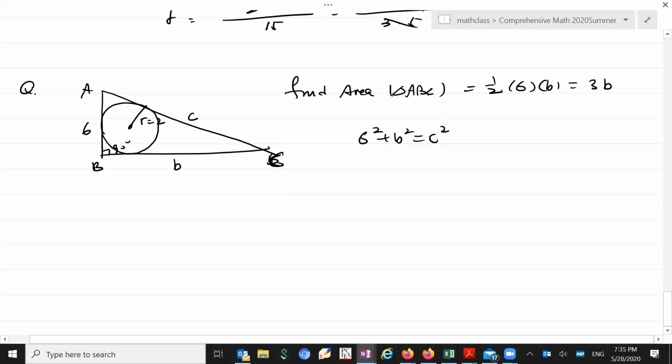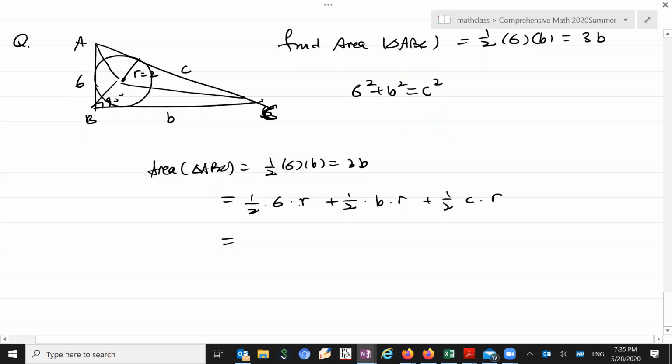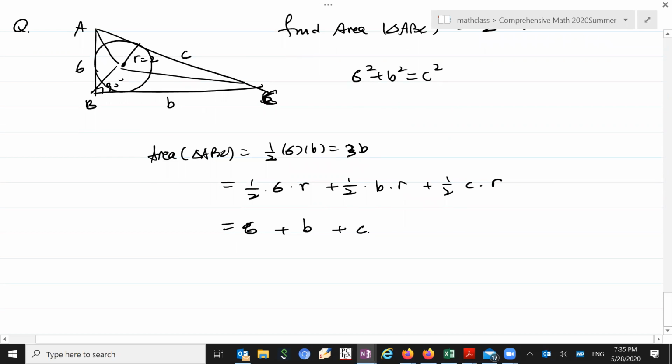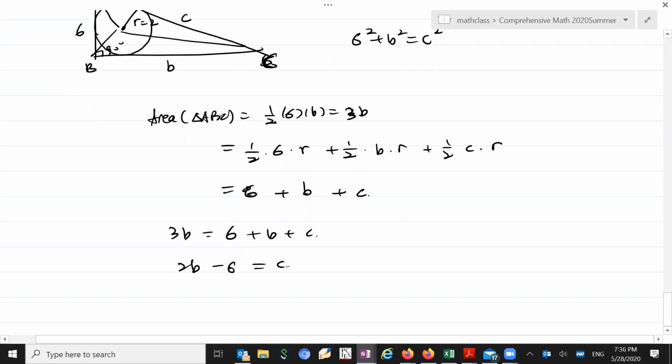How do you find the radius? We find the area in two different ways. The area of the triangle ABC is going to be half of 6 times B, which is 3B. But this can also equal the sum of the areas of the three triangles. The first one is 6 times R, the second one is B times R, the third one is C times R. Since we already know R is 2, it's 6 times 2, B times 2, C times 2. So we get 3B equals 6 plus B plus C, and I get 2B minus 6 equals C.